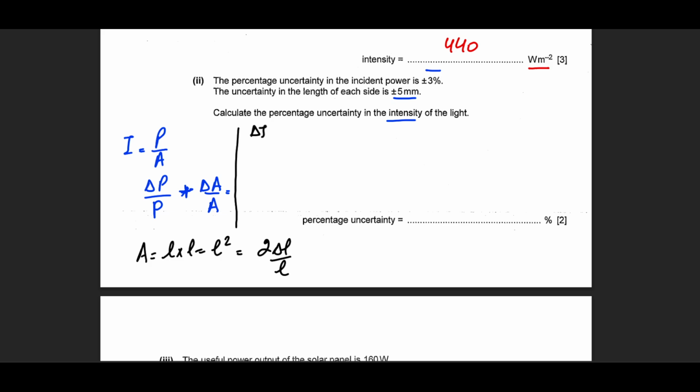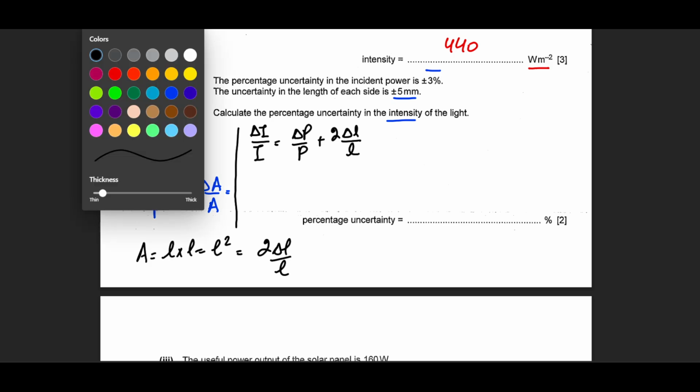So delta I over I is equal to delta P divided by P plus 2 times delta L divided by L. Now, do we have an answer for delta P by P? Yes, it has already been given to us as 3%, because the whole bracket will be multiplied by 100. So this fraction, already multiplied by 100, gives an answer of 3%. Now, it's a matter of only calculating delta L by L. So let's do that separately.